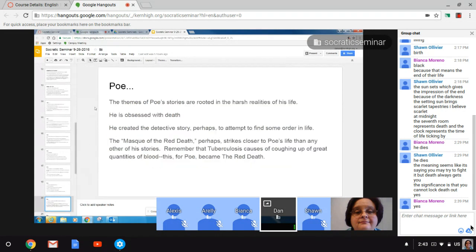Now, the themes of Poe's stories are rooted in the harsh reality of his life. In stories, he is obsessed with death, and we certainly see that in The Telltale Heart, the story I talked about. We certainly see it in The Masque of the Red Death, the story we've read. We see it also in The Raven. In many of his stories, he's obsessed with death. And he created the detective story, perhaps to attempt to find some order in life.